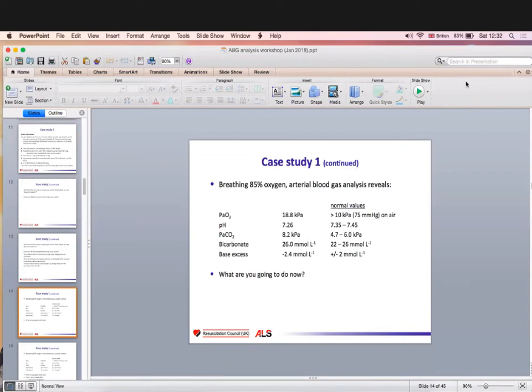Lakmali, can you interpret this gas? Chaturika. The pH is less than 7.35. It is acidosis. So, use the 5-step approach. What's the first question that you should ask?